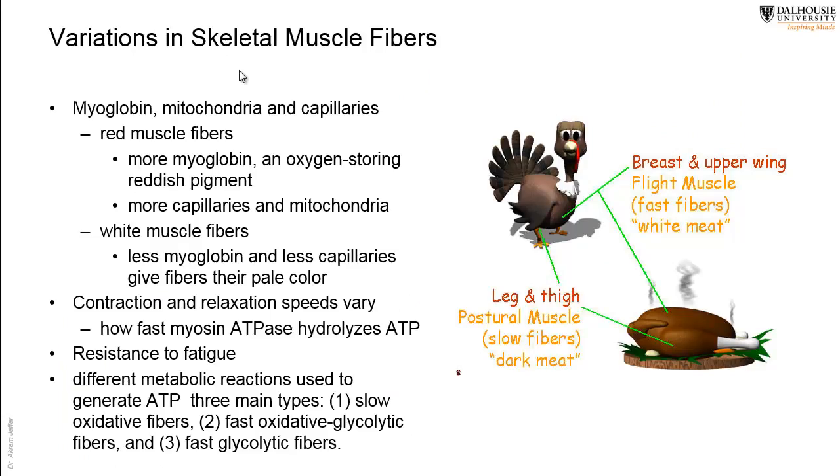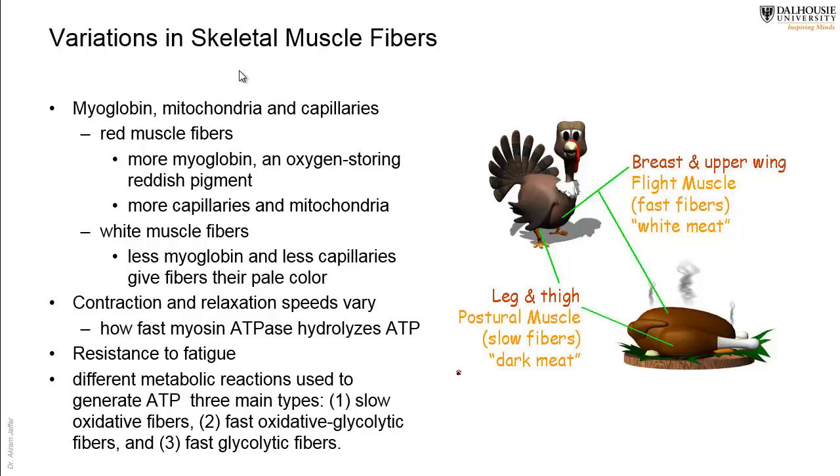Now, skeletal muscle fibers are variable. The variation depends on the amount of myoglobin they contain, the amount of capillaries and mitochondria. For example, in the chicken, that will be very clear. The chicken has red muscle fibers and white muscle fibers. Because of the amount of myoglobin and capillaries, red muscle fibers are present in the leg and thigh of a chicken. The white are present in the breast.